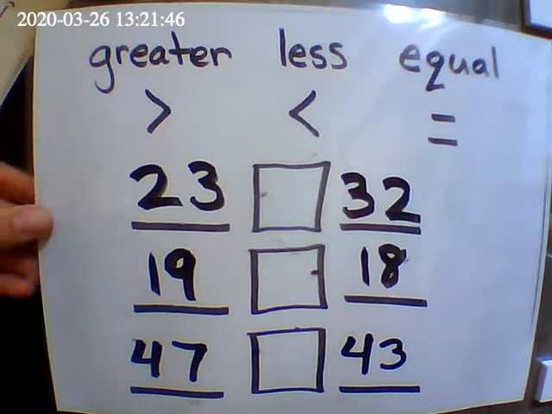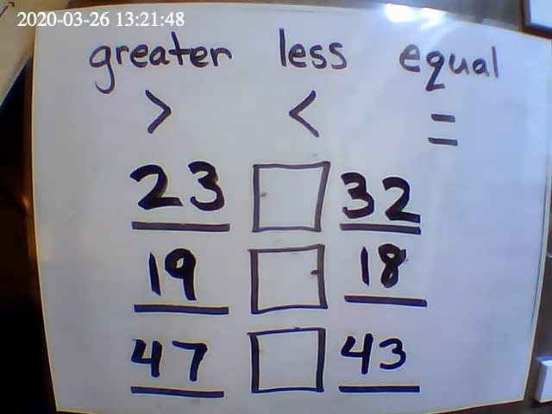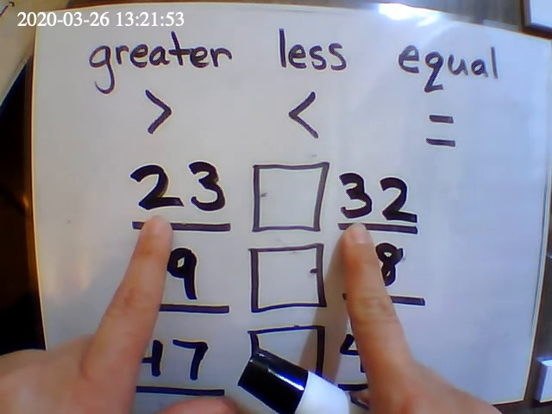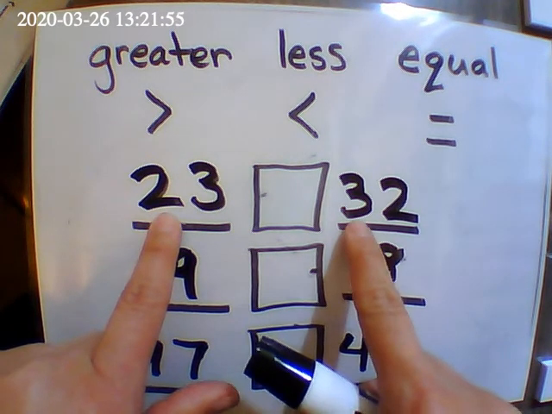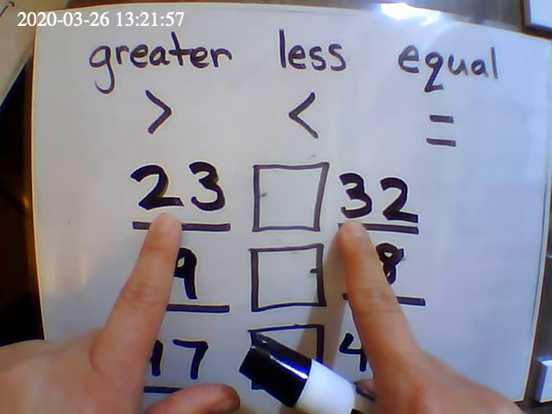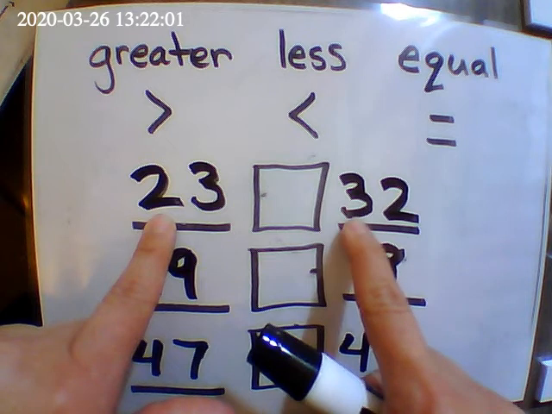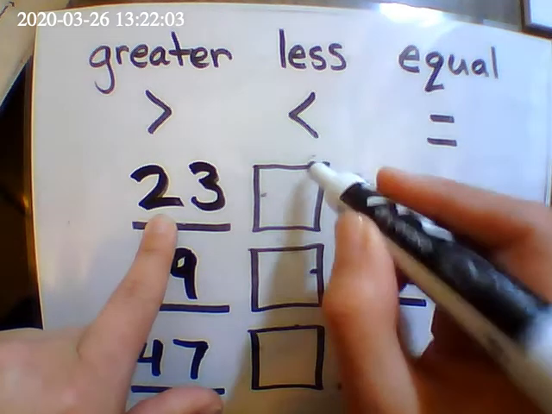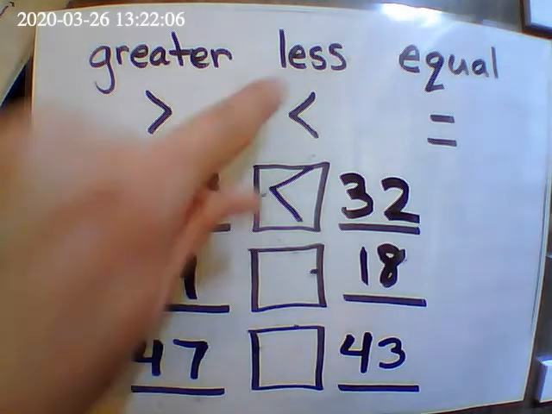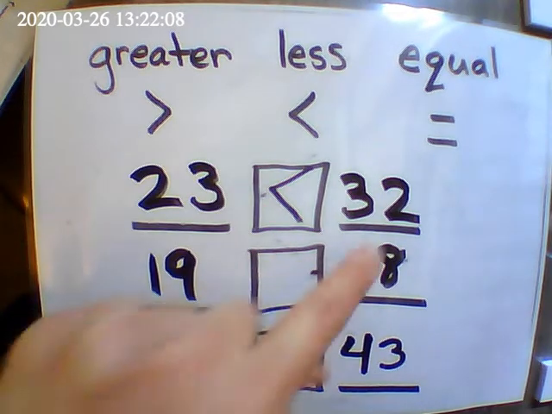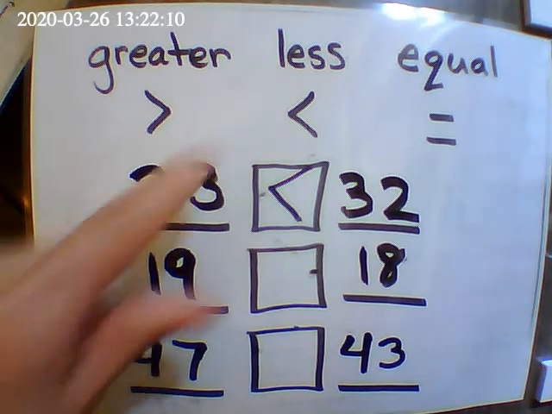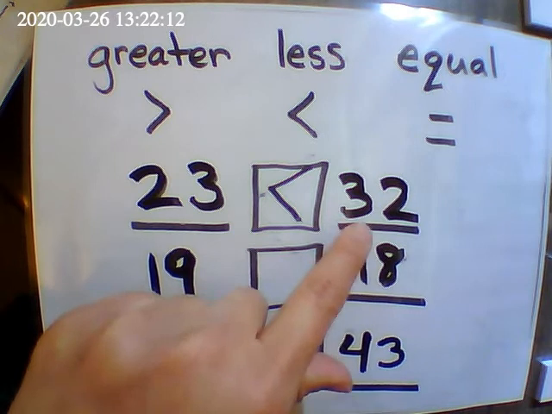Now we have our greater than, less than, and equal. So what I tell my students, touch the tens. In 23 we have 2 tens. In 32 we have 3 tens. So which is greater, 2 tens or 3 tens? The 3 tens. The way we read this, 23 is less than 32.